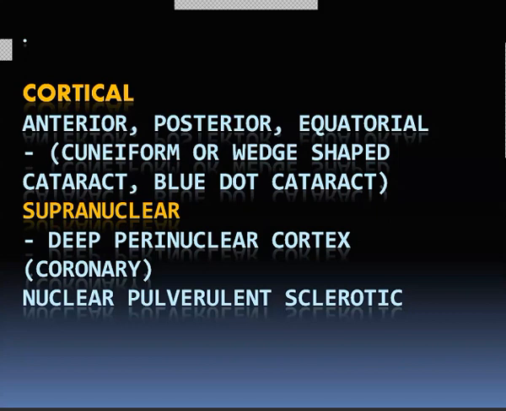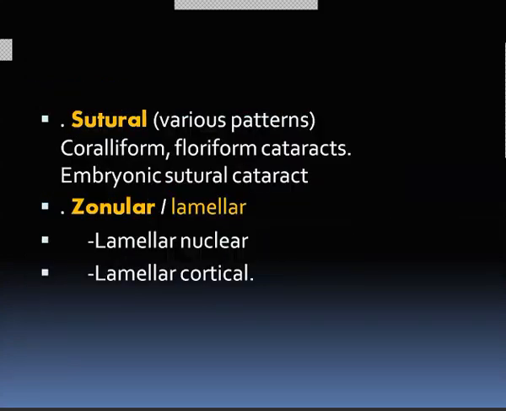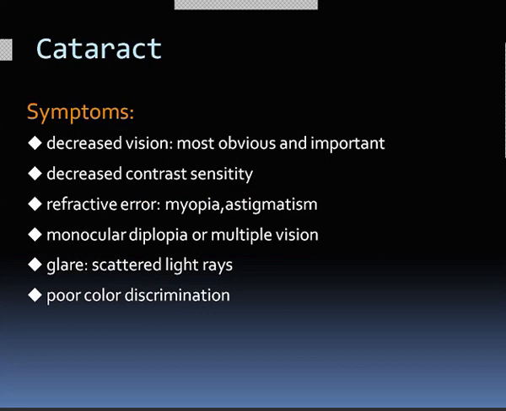Nuclear or pulverulent or sclerotic cataract. And sutural, various patterns occur in the sutural cataracts, like coralliform, floriform cataracts, and the embryonic sutural cataract also occurs in this. And the zonular or the lamellar. The lamellar may be nuclear or it may be cortical.